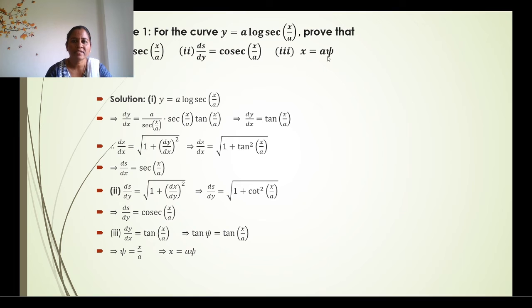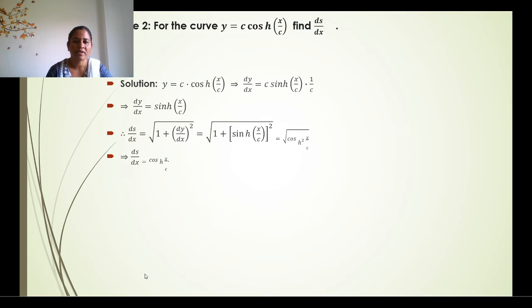Next one is x is equal to a psi. dy by dx is tan x by a. Next, psi: tan psi is equal to tan x by a, since dy by dx is nothing but the slope of a tangent. Tan psi is equal to tan x by a. Cancel tan on both sides. We get psi is equal to x by a. Then on cross multiplication we get x is equal to a psi. Okay, next we move on to example 2.